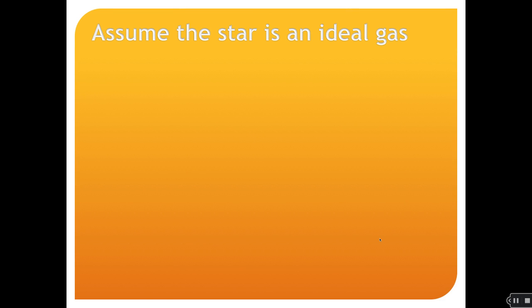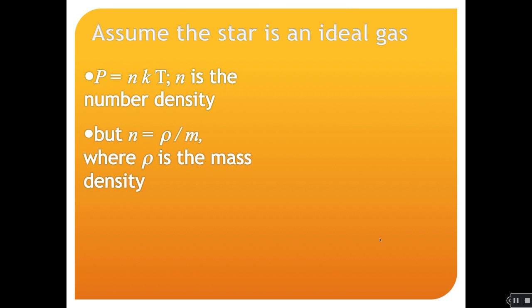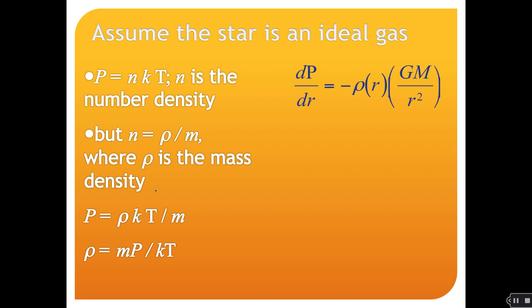So let's assume that our star is an ideal gas. More or less it is. It's not moving at relativistic speeds. It's not degenerate, and so it should behave more or less like an ideal gas. So we've got the ideal gas equation P equals nkT, but the number density is basically the same as the mass density divided by the mass, where rho is the mass density and m is the mass per particle. So now we've got that the pressure is given by rho kT over m, and if we rearrange that, we can get the density in terms of pressure and temperature, and then we've got the mass of the particles and the Boltzmann constant.